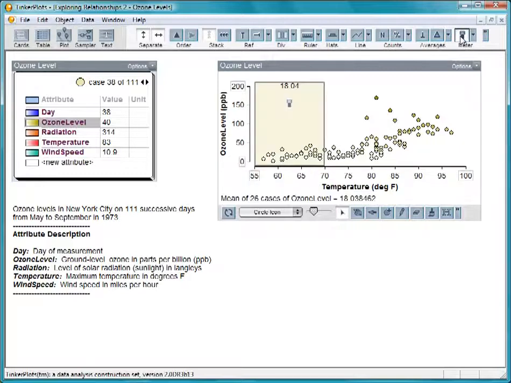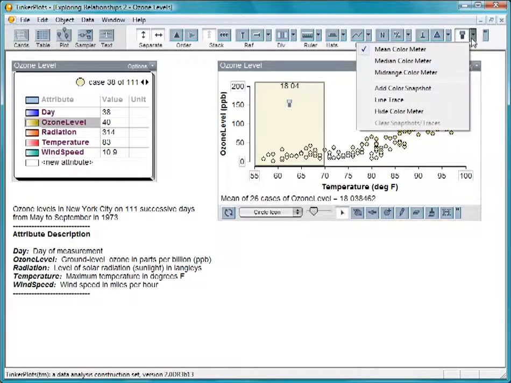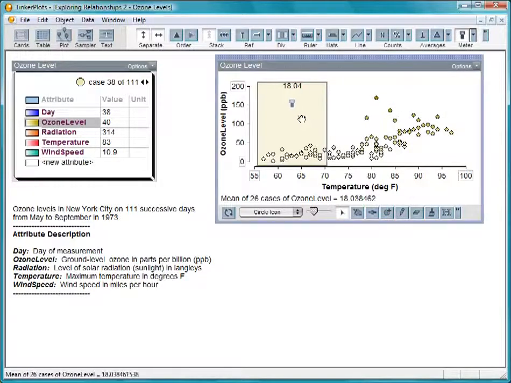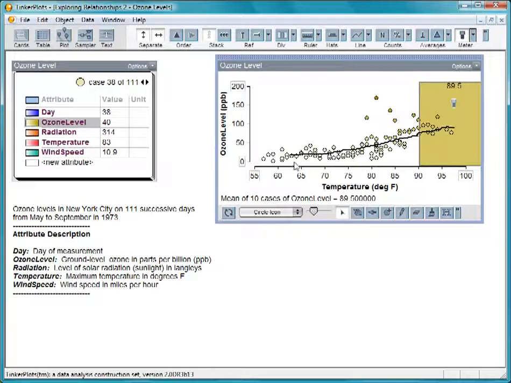Turn on the option Line Trace. Now, as we move the color meter, it traces the average ozone level as we move toward higher temperatures. This is very useful in summarizing the trend. For the lower values of temperature, the ozone level doesn't go up very much. But once the temperature gets to 70 degrees and warmer, the ozone level increases at a pretty consistent rate.